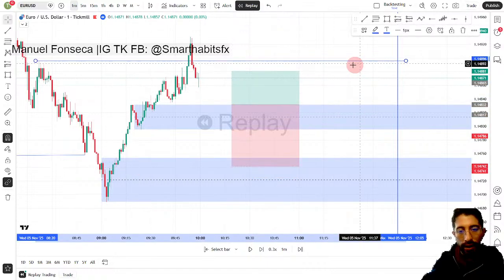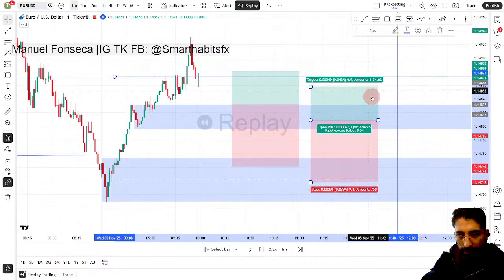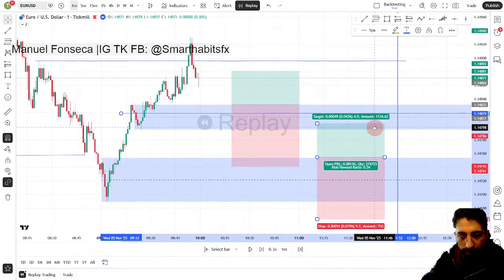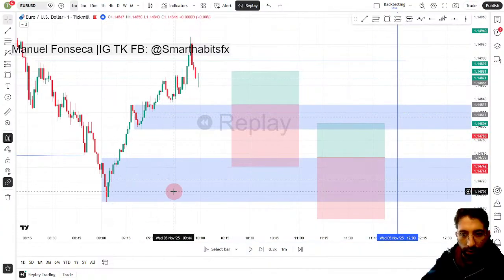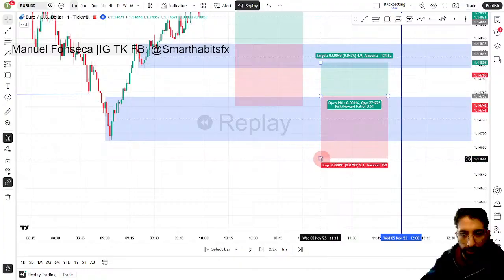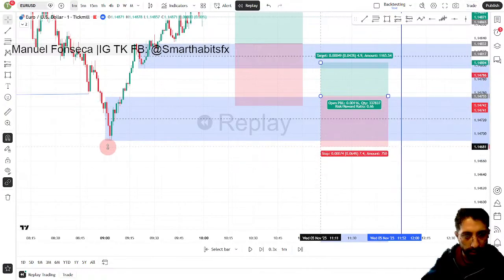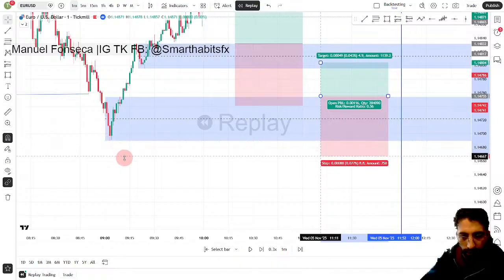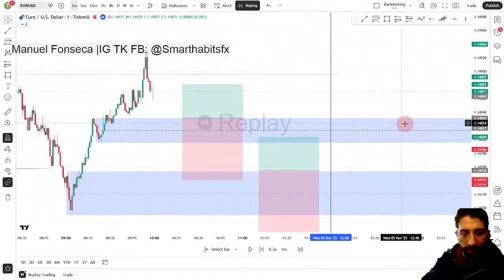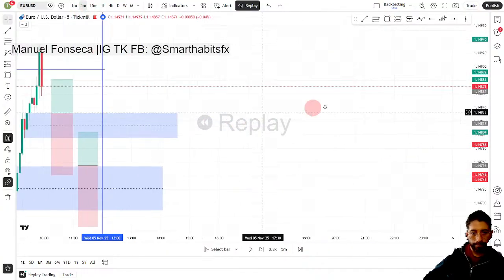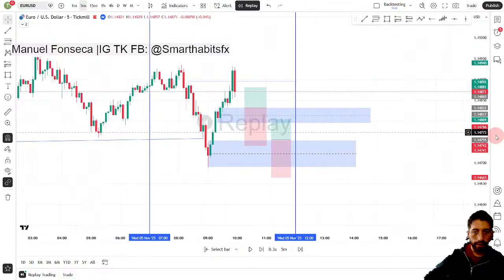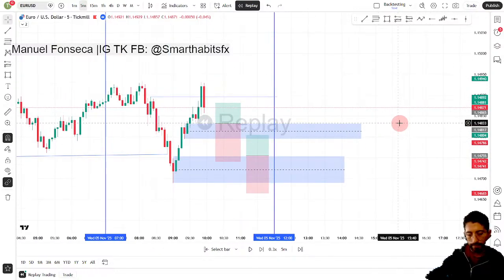And now I'm gonna put a second order on the extreme, which will be here. And I think it will be another 9 pips. Here is 6.6. I would say 9, it will be fine. All right. Now we already got our entry points. And now it's time to wait. Let's see what happens.